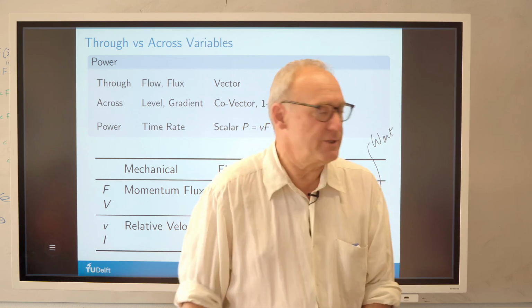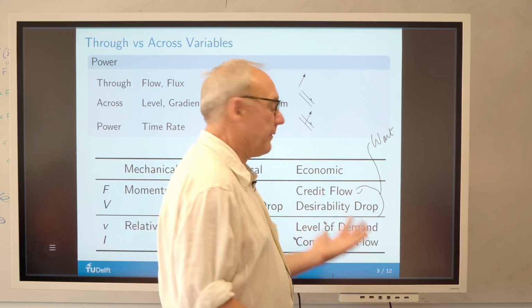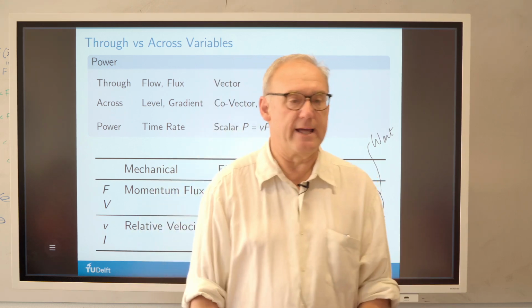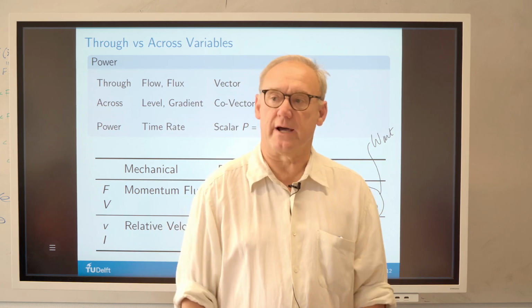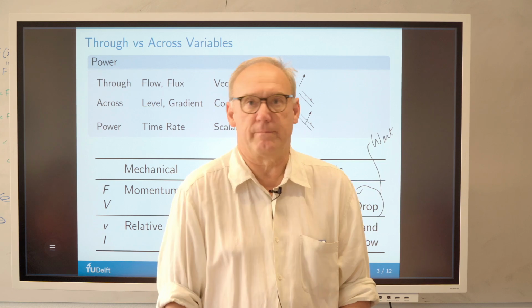So think about it. You can think about a want in two ways: as a flow variable or as a level. So a level of desirability and the flow of credit. All right, and both are valid.